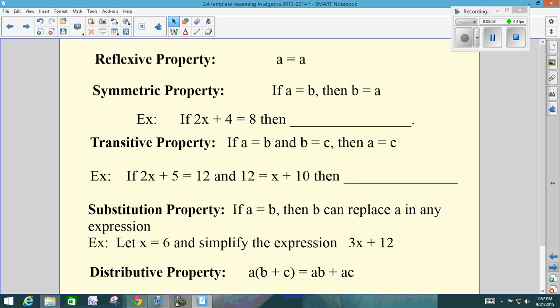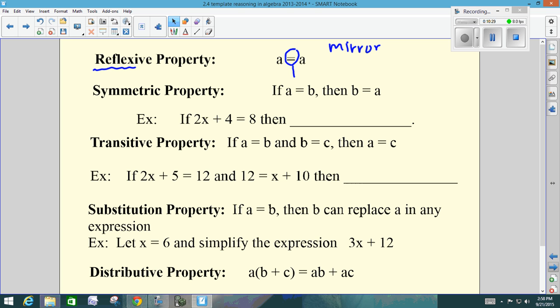kind of new. The reflexive property of equality says that A is equal to A, or 7 equals 7, or 17y is equal to 17y. Reflexive property. Think of the equal sign as a mirror. When you look into a mirror, what do you see? Your reflection, thanks. When you look into a mirror, you see your reflection. It's the reflexive property, okay?